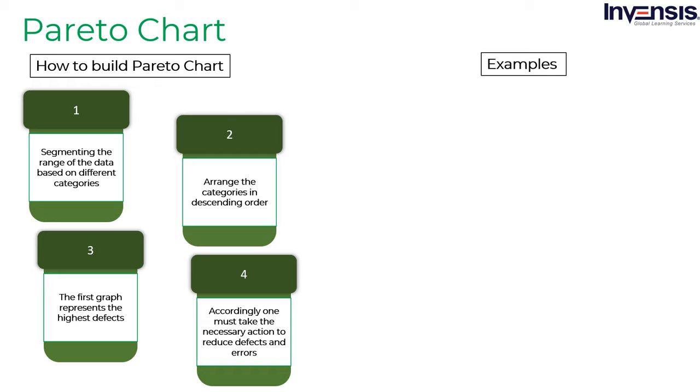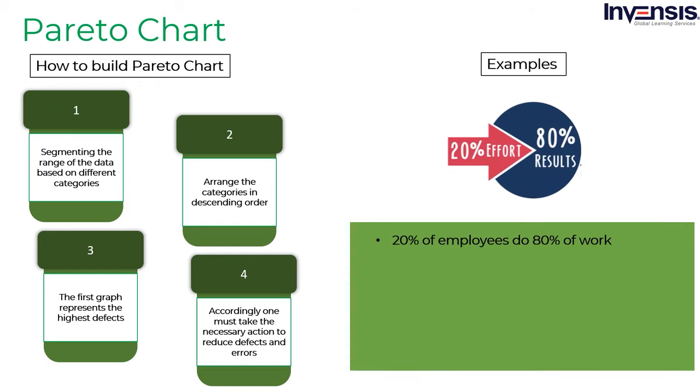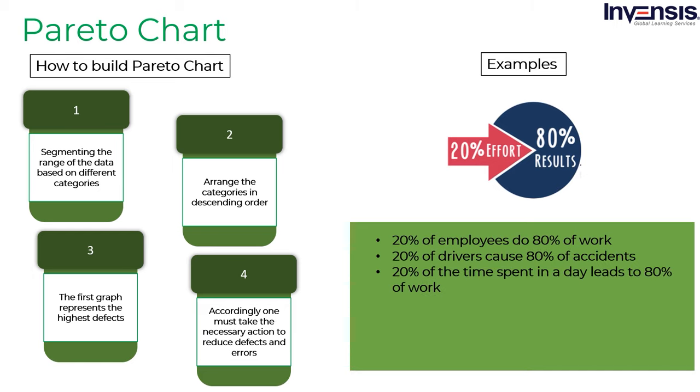Pareto analysis examples. Pareto analysis can be applied literally in any scenario we see around in our day-to-day life as well. Here are some examples. 20% of employees do 80% of work. 20% of drivers cause 80% of accidents. 20% of the time spent in a day leads to 80% of work.